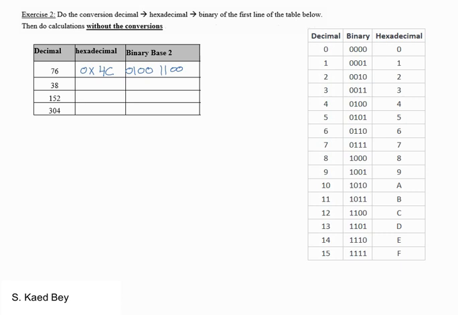Now we need to convert the 38 to hexadecimal and binary. However, we need to do this by deducing the values from the previous line. We need to find a relation between the 76 and 38. If you notice, the 38 is actually 76 divided by 2.